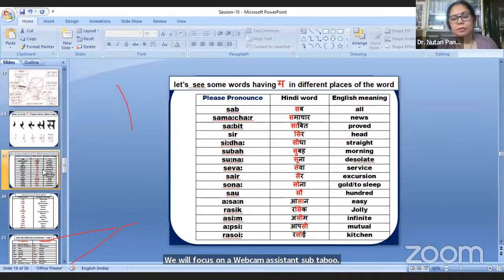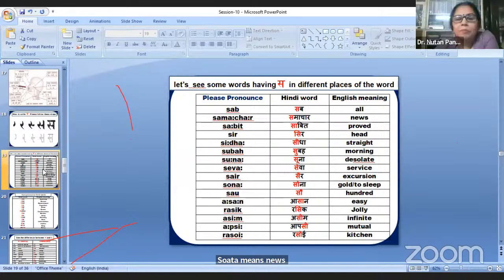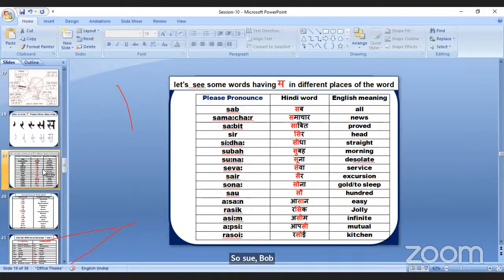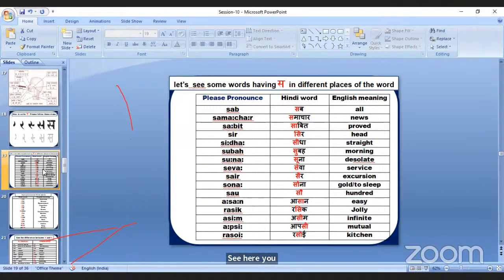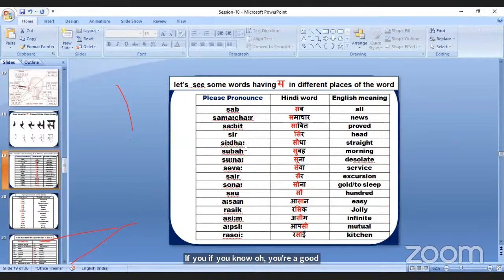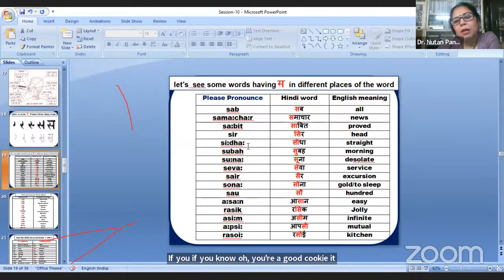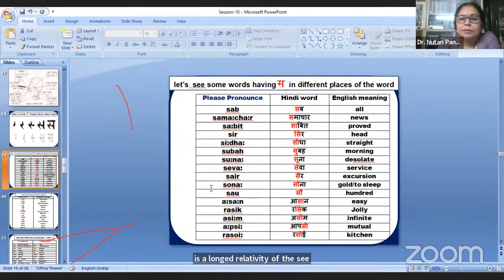Samachar means news. Sabit. Sir. Seedha. If there are 2 dots, it means it is long, so you will take a long time. It means it is the longevity of the vowel sign. Seedha. Subha, morning.